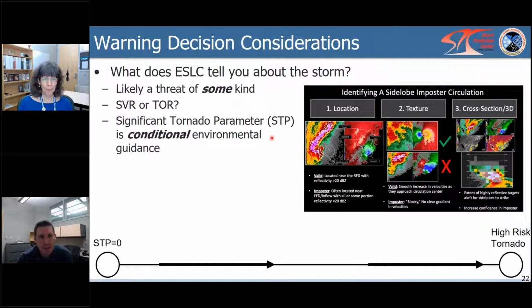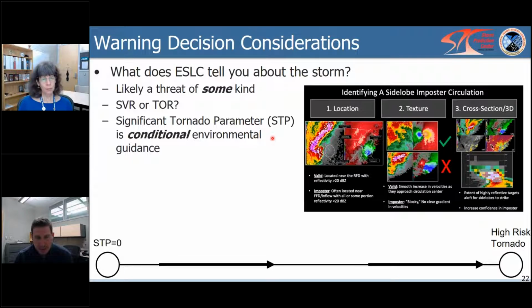Last thing we want is someone being called in the principal's office after a day on the warning desk, and they said, why didn't you issue a tornado warning? Well, Jamie and Evan told me not to. That's not what we're saying. This is our disclaimer right now. Because the thing is, this should be used in conjunction with the environment. In this case, we're going to use the significant tornado parameter, STP, as a proxy for that.